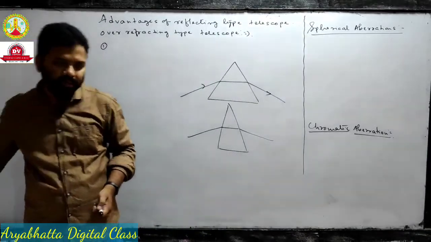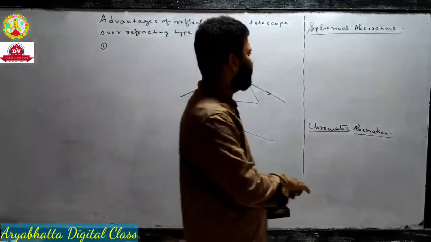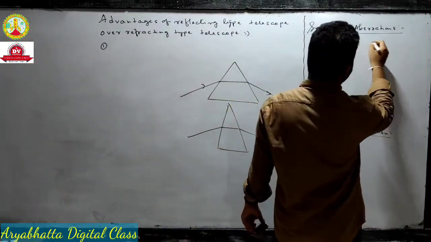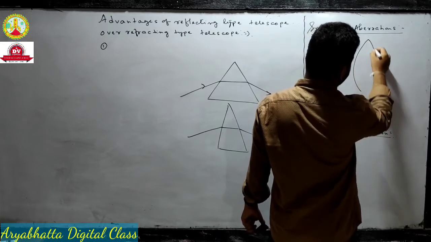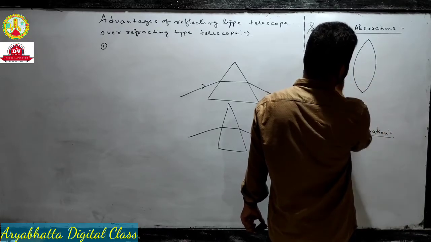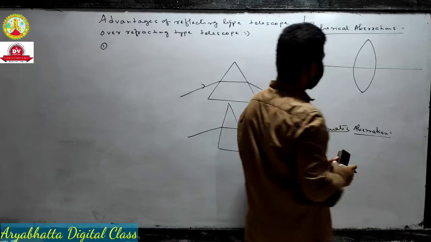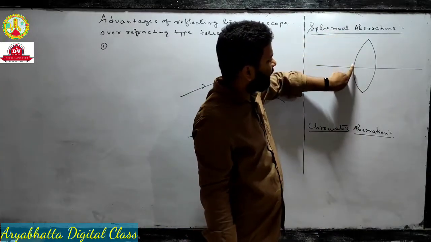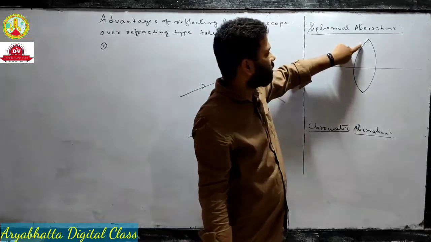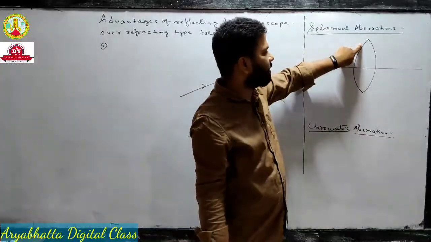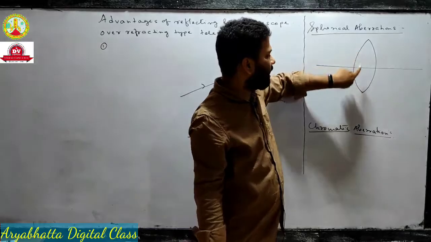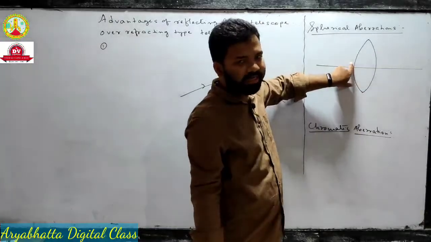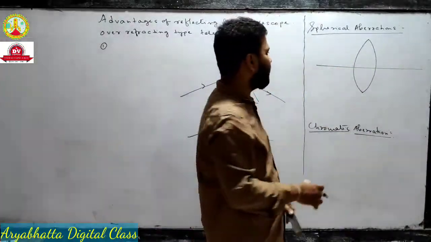So what happens in the case of a lens? You just try to understand with the help of a lens. If you consider this lens, you can see that this portion has more bending as compared to this portion. So the light ray will be deviated more at this position, and the light ray will be deviated least at this position.